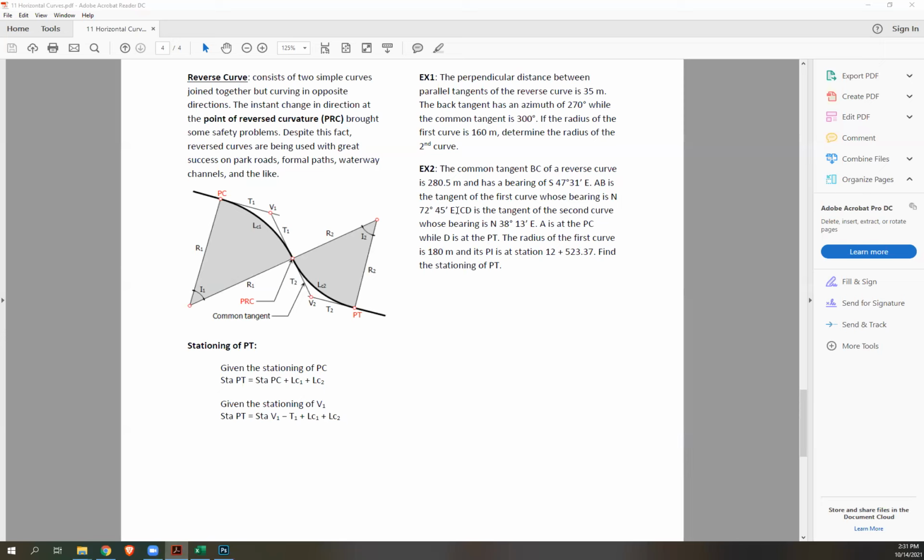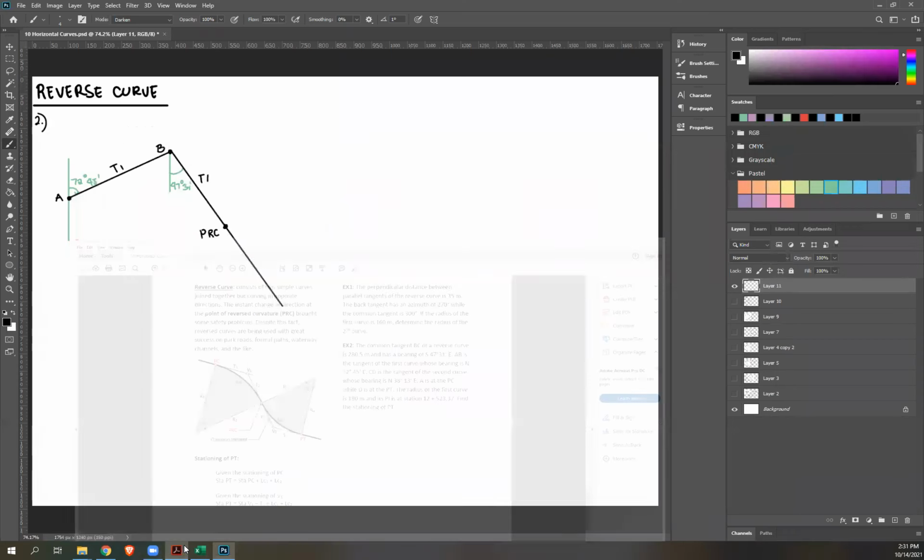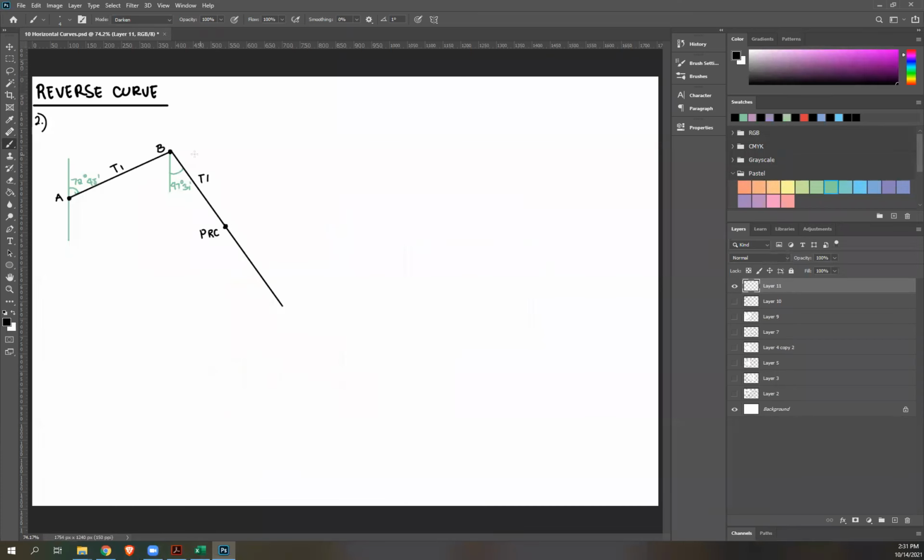CD is the tangent of the second curve, and the bearing is north 38°13'. So C is the end of our common tangent. This is P1. Next, try to measure out another length, P2, like that over here. That's the end of your P2, and this point is your point C. And there's a bearing for C to D.